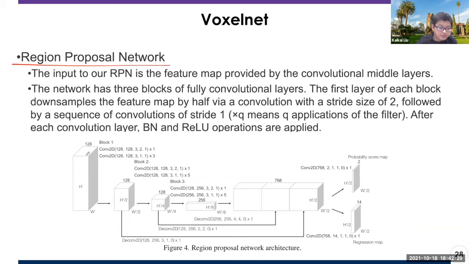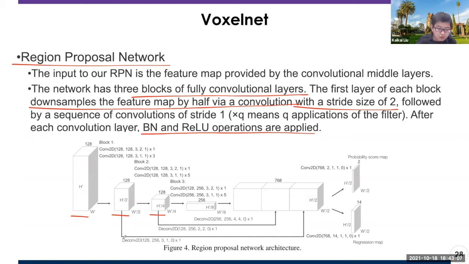So they have feature in, and 3 blocks of the 4D convolution layer. The first layer downsamples the feature by half, because they utilize the convolution with stride size equals 2. Then after each convolution, they also have batch normalization and the ReLU operations. So this is block 1, block 2, and block 3.